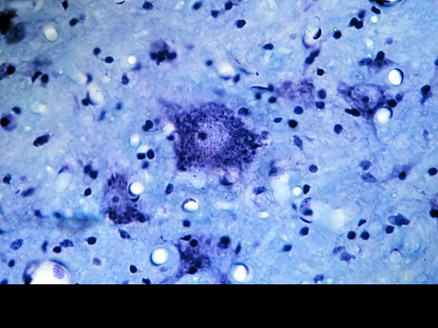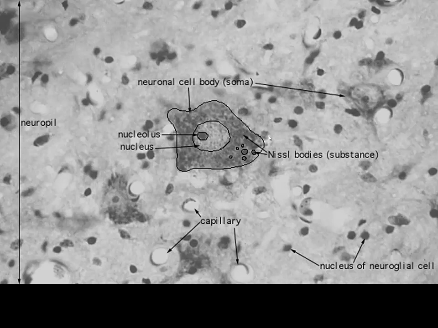Now at higher magnification, we're looking at our neuropil. We can see our nucleus, prominent nucleolus, all of our Nissl bodies, and there are going to be some darker staining material that we can see present in these that are lipofuscin granules, but really collectively we just refer to that all as Nissl.